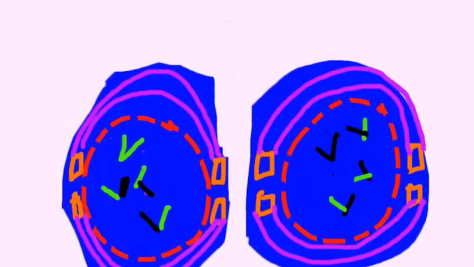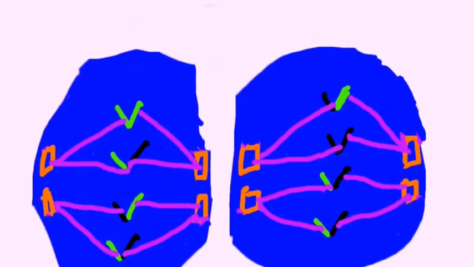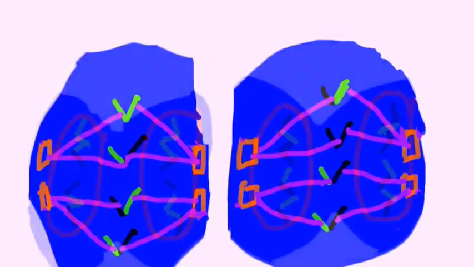Next is prophase number 2. Prophase number 2 is when the chromosomes thicken and become visible in both cells. The next phase in meiosis is metaphase number 2. Metaphase number 2 is when the chromosomes line up at the equator of both cells.